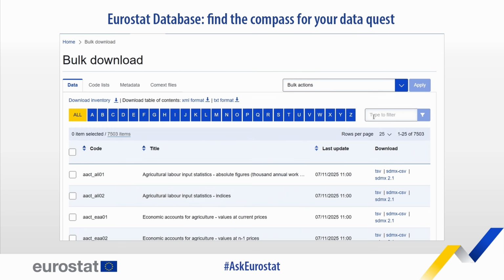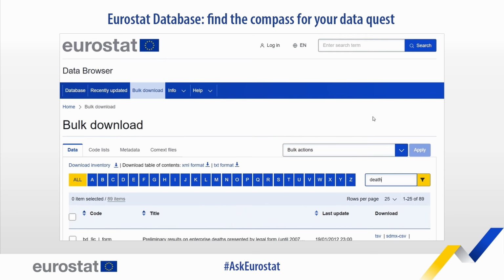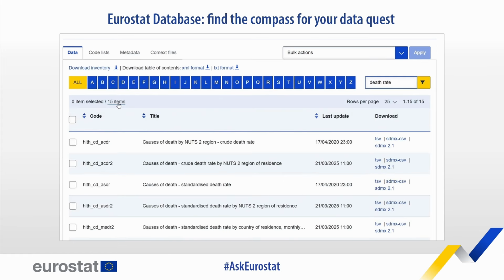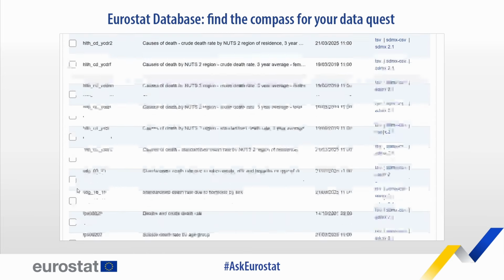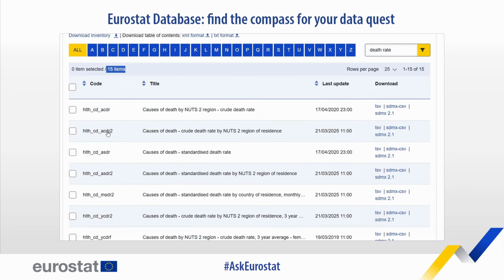For example, if we want to find the dataset that contains the death rate, we can type the term in this field. And 15 datasets containing this indicator will appear. We can then select the dataset we are interested in and then use the links available for downloading it in one of the three available formats.